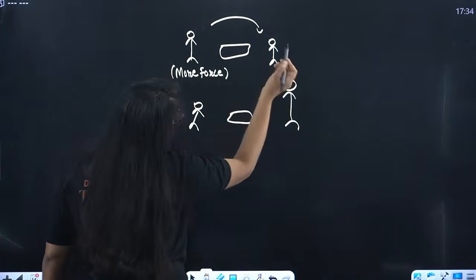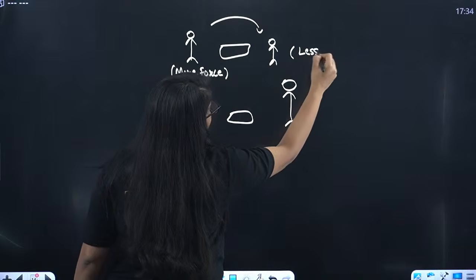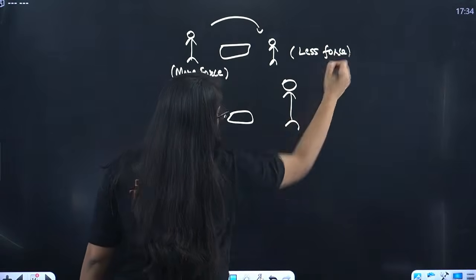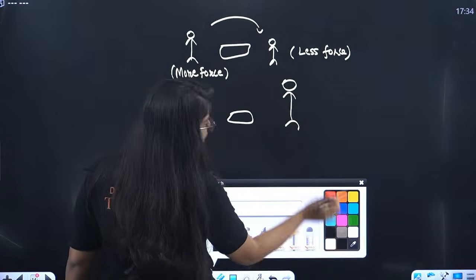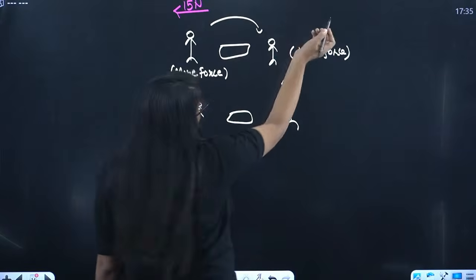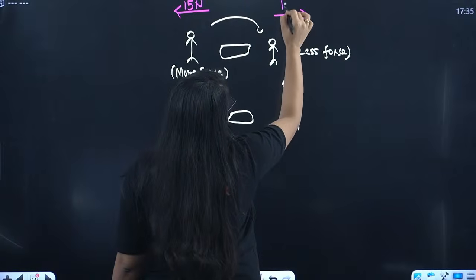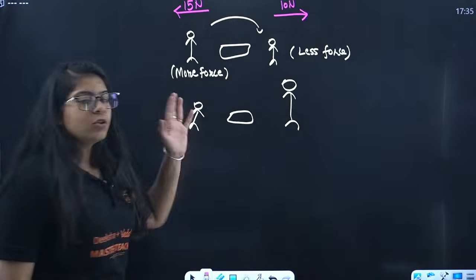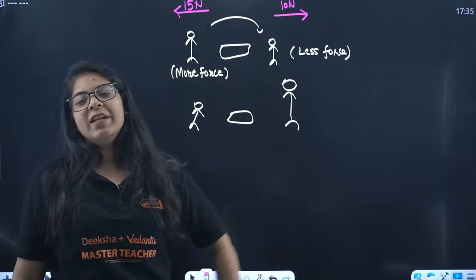Okay. And he was small. He was applying less force. Let's say I was applying 15 Newton in this direction and he was very small, so he was just applying 10 Newton. So you just use your common sense and tell me who will get the chocolate.